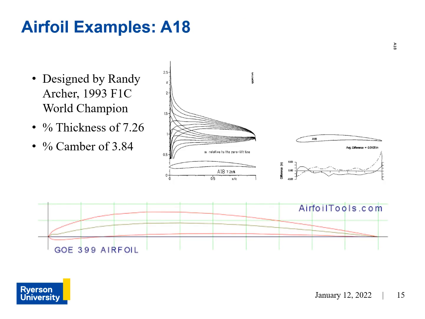So here's our first example of an airfoil used in free flight competitions. It's called the A18, and it's designed by Randy Archer for the 1993 F1C World Championship. It has a percent chord thickness of 7.26 and a percent chord camber of 3.84, and you can see the shape of the airfoil here, as well as, I think, the pressure distribution of the airfoil.